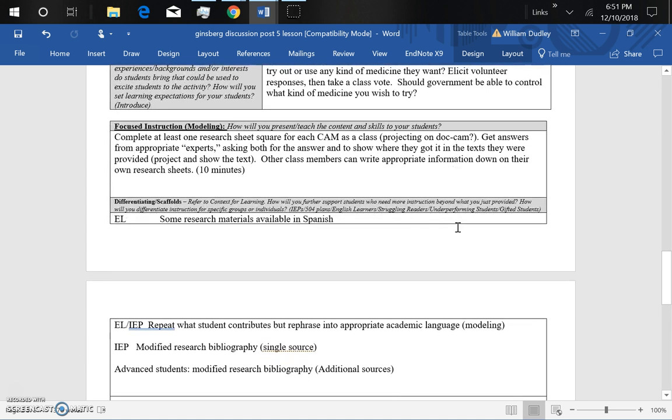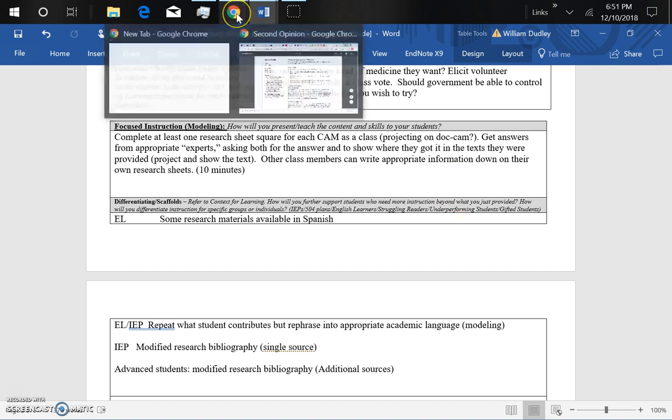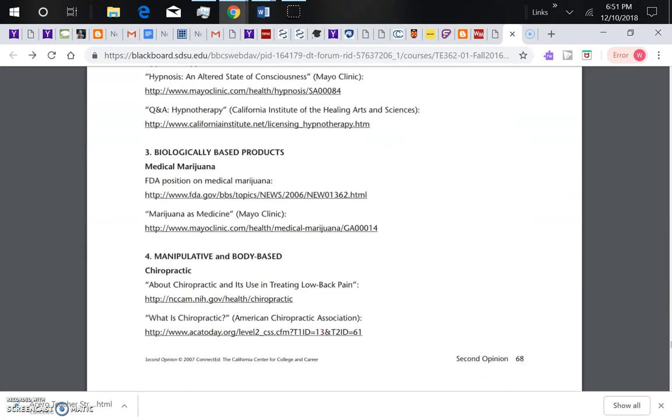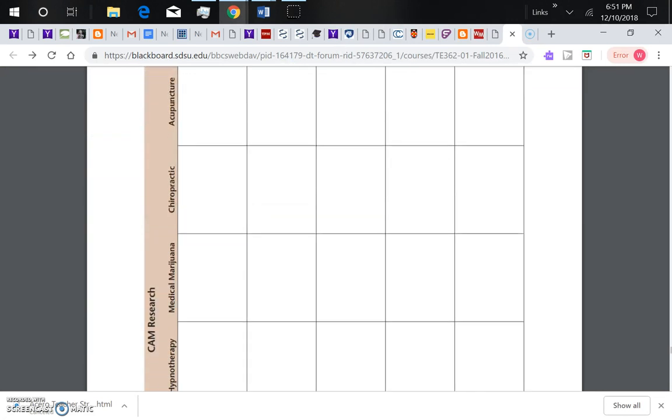So for the first instruction or modeling, I did something a little different than the lesson plan provided. So I have the students take out their research sheets. Let's see if I can show them. They're down here. There they are.